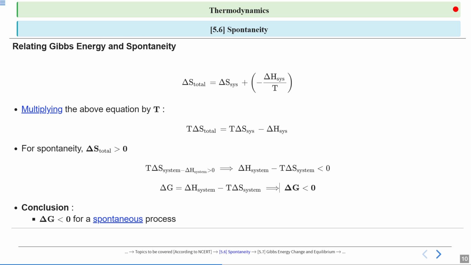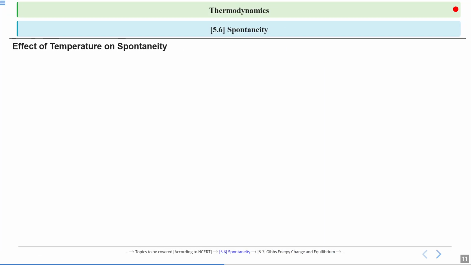If I talk about the derivation part, it is not that important, but still you must know it because it clarifies why we are doing it so. And the second thing I would say is you should remember this relation: for what condition we have a spontaneous process, for what condition we have a non-spontaneous process, and the third one is for equilibrium. If this is good, let us move on to the effect of temperature on spontaneity.